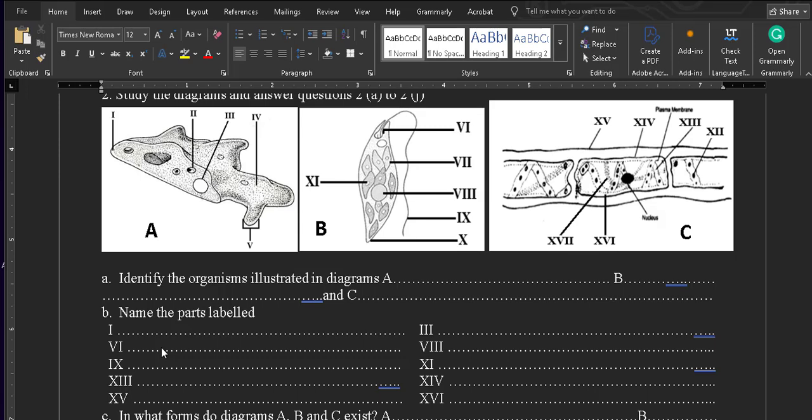Then we come to VI. With VI, we are seeing it on B. The guideline is pointing at a dark spot close to the outside of the, what does it look like, the gullet or something like that. Yeah, so that tells us that it is the eye spot. All right, the eye spot or the stigma, the photosensitive receptors.